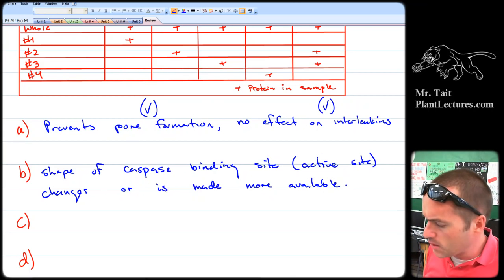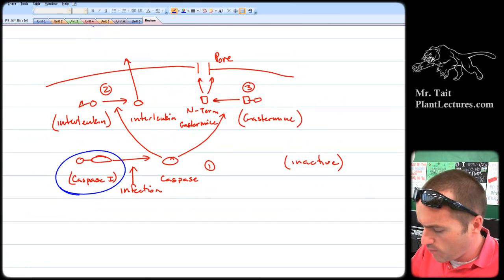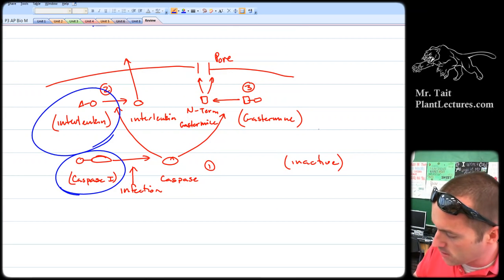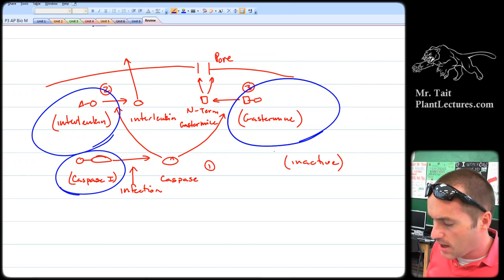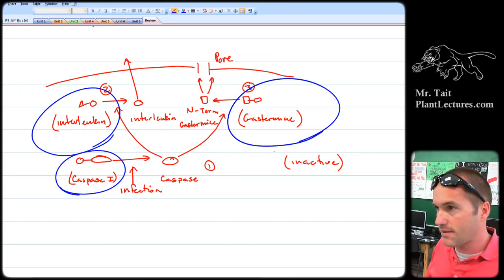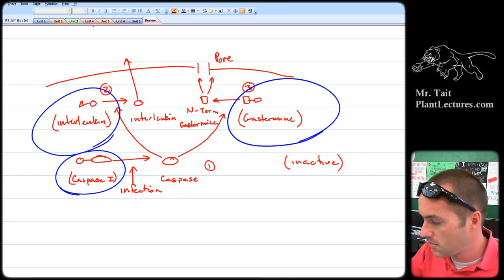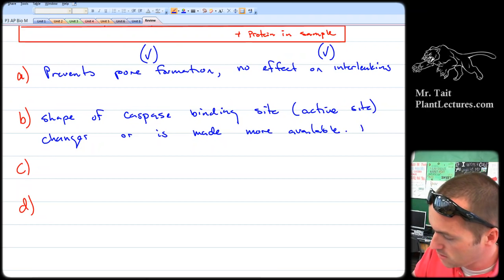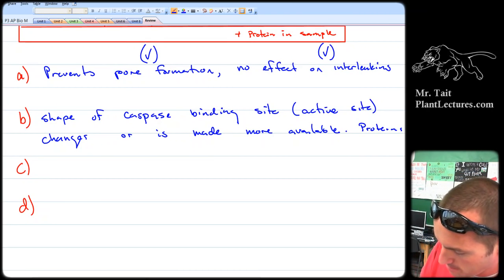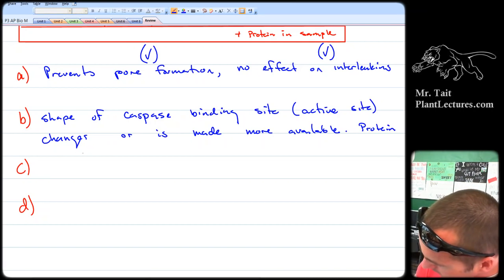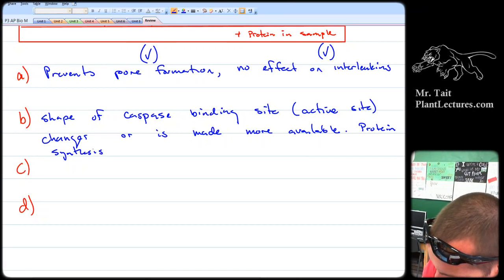So then the other thing was, it said if we pre-produced a bunch of inactive interleukins and inactive gasdermins, would that increase the rate of response in the bacteria? And the answer to that is absolutely it would, because if you don't make those, the first step to the immune response has to be producing them, and protein synthesis takes time, right? So we could say protein synthesis takes time.